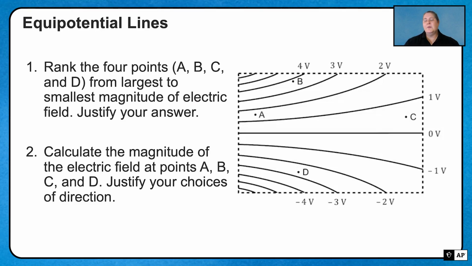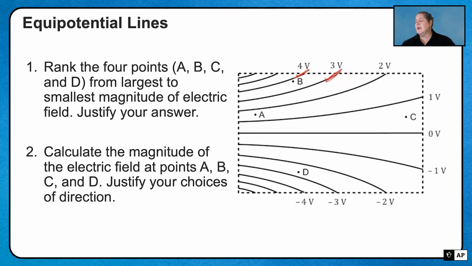Looking at equipotential lines, here I have a scenario. I have a bunch of equipotential lines. This line here is all 4 volts. This one here is all 3. And I want to rank the 4 points, A, B, C, and D, from largest to smallest electric field. So keep in mind that the closer those lines are together, the stronger the electric field is going to be, because you have a big change in potential over a small space.